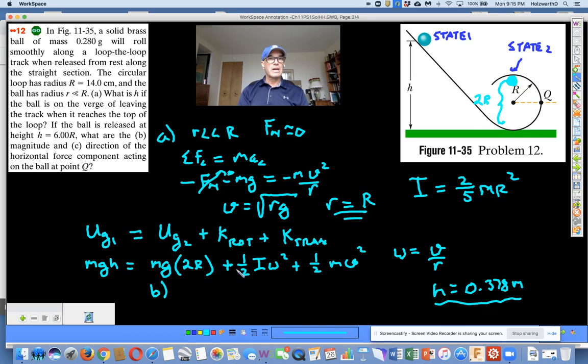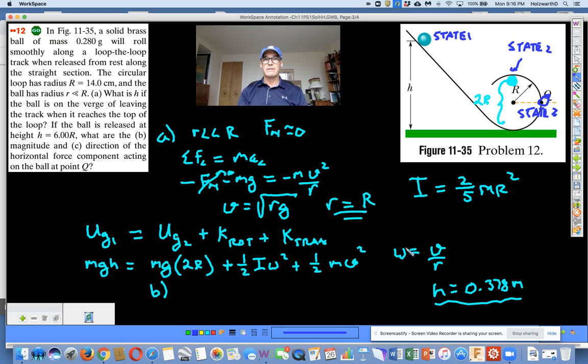Part B. Magnitude and direction of the horizontal force when it's at Q. Same deal, except instead of state 2 being at the top of the loop, specify state 2 at Q. So we have a new state 2. Notice what the potential energy is at state 2. It's mgr this time. And you're going to come up with a speed, and again, you're going to specify the energies at state 2.